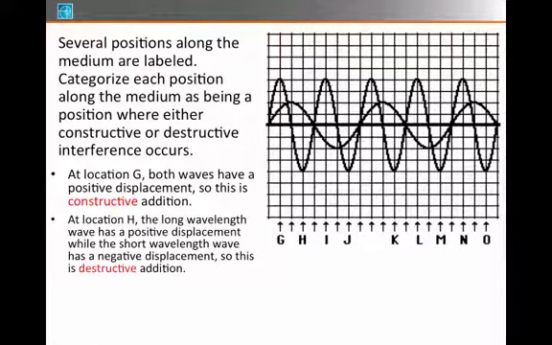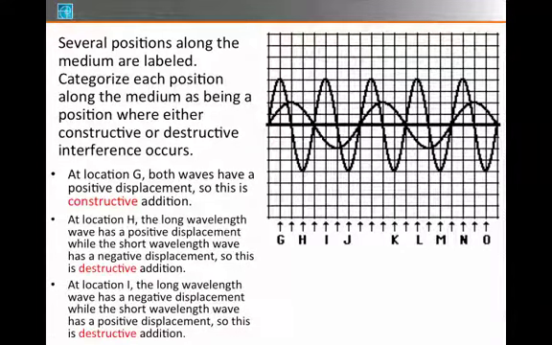At location H, however, the longer wavelength wave here has a positive displacement, while the shorter wavelength wave here has a large net negative displacement. These two would then be said to have a destructive addition. At location I, again, the short wavelength wave is going in a different direction than the long wavelength wave, except now the short wavelength wave has a positive displacement, while the long wavelength wave has a negative displacement. Once again, at this location I, they would be said to have a destructive addition.